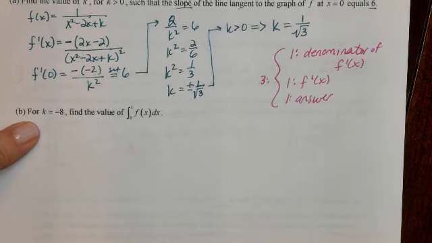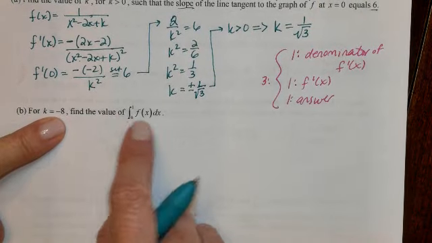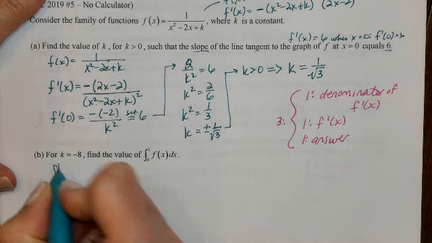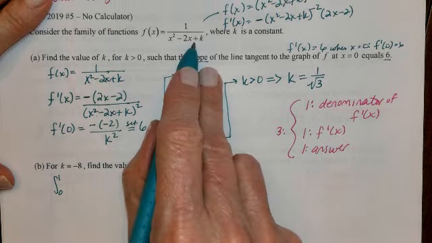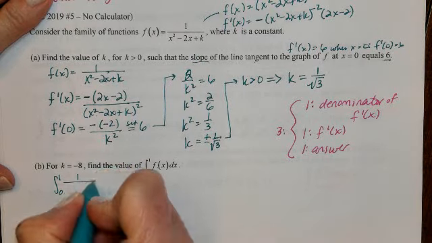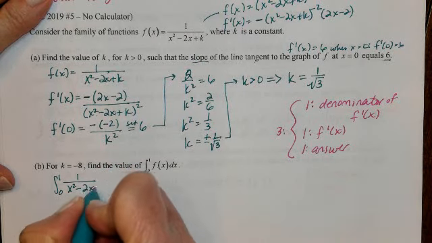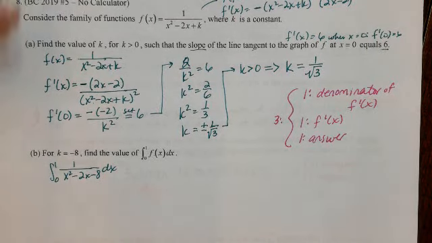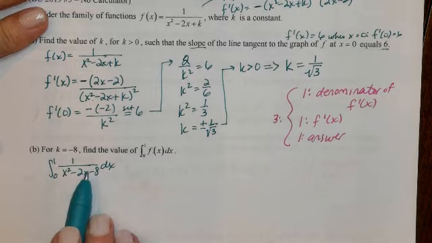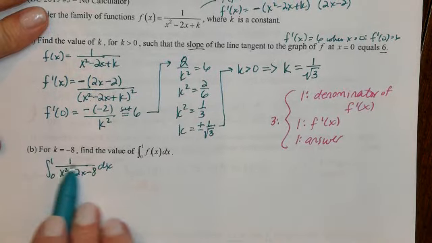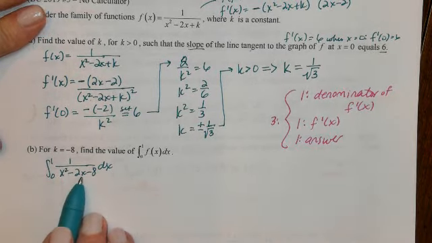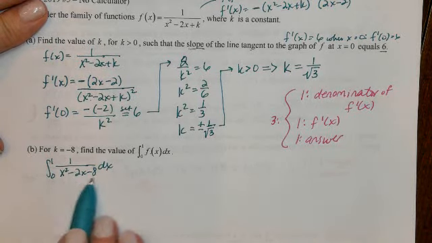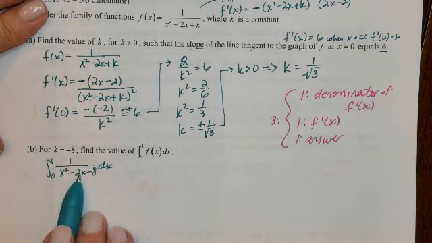Part B. For k equals -8, find the value of this integral. Okay, we can do that. We have the integral from 0 to 1, and I'm putting -8 in for k, so 1 over x squared minus 2x minus 8. My question is, how do we find the antiderivative? It's not a u sub because we can't let u be the bottom. Please do not tell me that this is a natural log of the bottom, because the derivative still has an x in it. So you cannot do a u sub here.